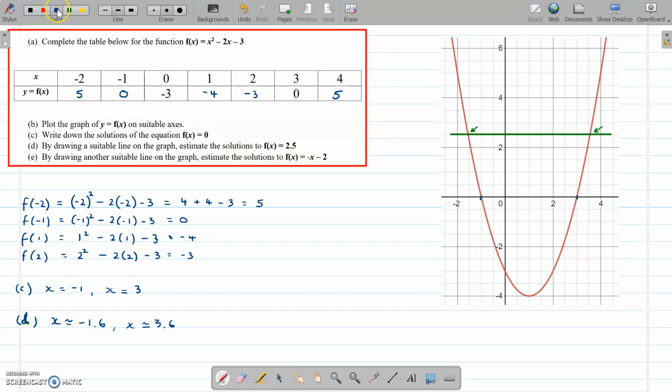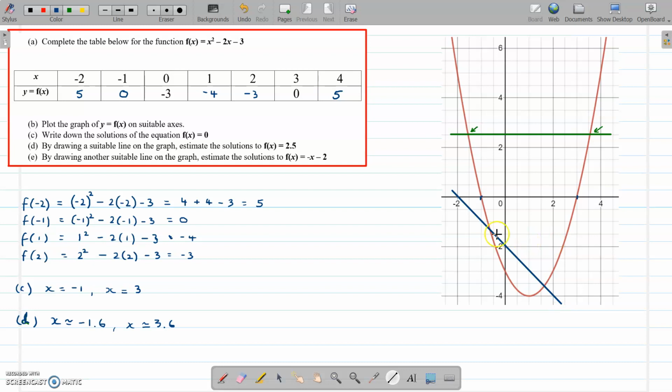And finally, another suitable line on the graph to estimate the solutions to this. Now the line that will be needed here would be the line y equals minus x minus 2. Well, this has a gradient of minus 1, because it's minus 1x, and it cuts the y-axis at minus 2. So it's a straight line that goes through the y-axis at minus 2, and it has a gradient of minus 1. So it's this line here. So it's going to cut the y-axis at minus 2 like that.